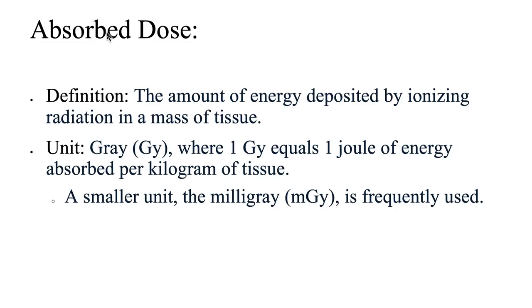So, definition of absorbed dose: the amount of energy deposited by ionizing radiation in a mass of tissue. We don't know what the mass of tissue is, we just know that it is a mass. The unit, the gray, where 1 gray equals 1 joule of energy absorbed per kilogram of tissue. Okay, so now we know that it is a kilogram of tissue, but we don't know what kind of tissue, we don't know what kind of radiation. All we know is that it is the amount of energy deposited by ionizing radiation.